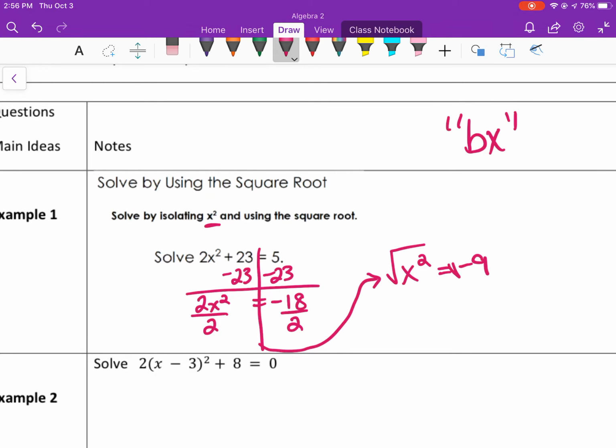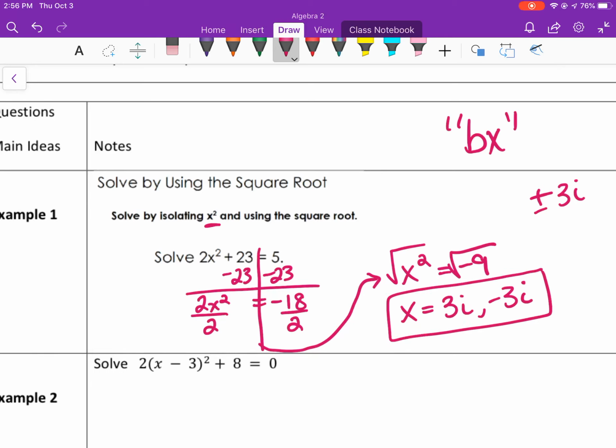Then I can square root both sides, and I'm going to get x equals, and since the square root of 9 is 3, the square root of negative 9 is 3i, and also negative 3i, because 3 squared is 9, and negative 3 squared is also 9. So two answers. Sometimes we write it as plus or minus 3i. Remember, we get that because negative 9 is the square root of negative 1 times 9. Square root of negative 1 is i. Square root of 9 is 3.